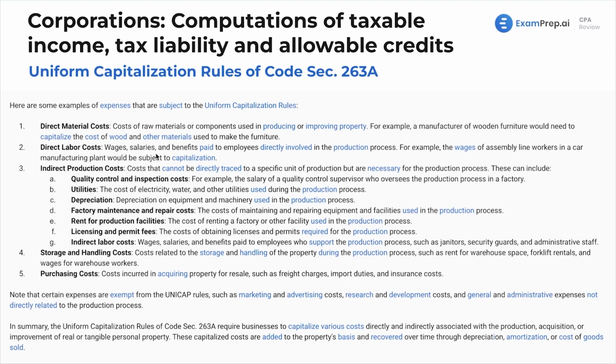Next up, direct labor costs. Wages, salaries, and benefits paid to employees directly involved in the production process. For example, the wages of assembly line workers in a car manufacturing plant will be subject to capitalization. Next up, indirect production costs. These are costs that cannot be directly traced to a specific unit of production, but are necessary for the production process. These can include quality control and inspection costs.